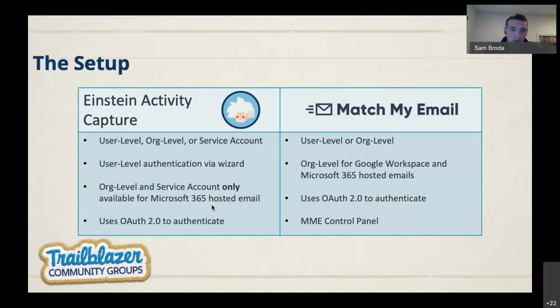The other way is really just for 365 hosted emails. They have this org level or a service account. I don't know too much about it. I know that they use OAuth 2.0 to authenticate, which I'm familiar with from the Match My Email side. With Match My Email, we also have a user level and an org level way to authenticate. On the user level, it's us integrating through an IMAP port in an email server. And with the org level, depending on whether you're hosted on 365 or Google Workspace, we're connecting through either of the APIs for those two systems.